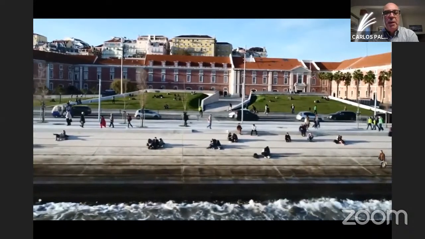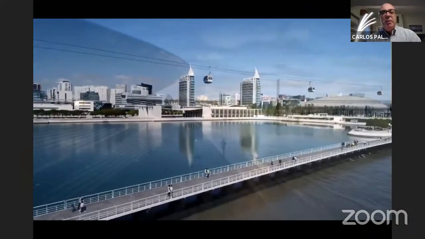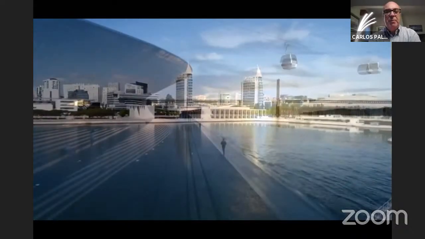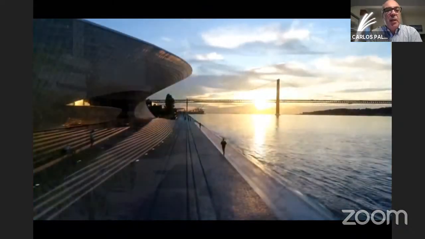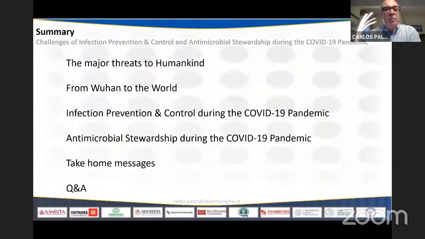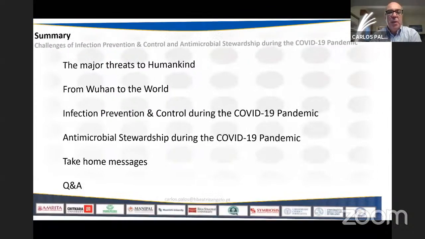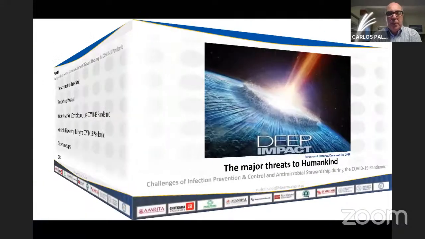And this is the new part. So we are moving between the old and very brand new things. So after this, welcome to the major threats to humankind, a short history from Wuhan to the world, the infection prevention and control during the pandemic, the antimicrobial stewardship during the pandemic. And these are the 4 topics that I've selected to share with you. So let's go to the first topic.